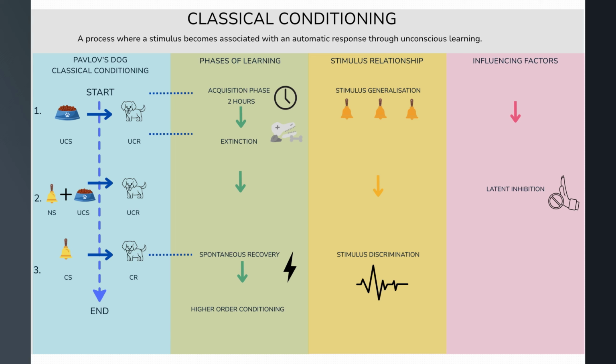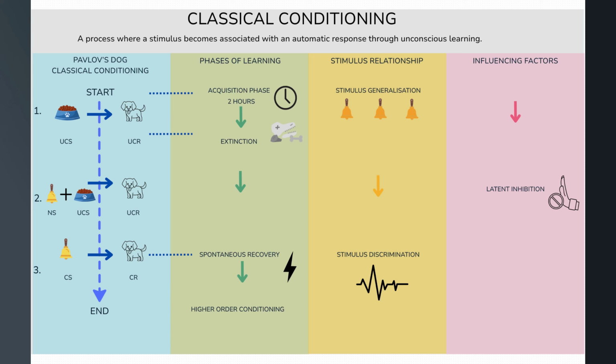In step 2, we add the neutral stimulus, NS, the bell. At first, it causes no response, but when paired repeatedly with the food, the dog learns to associate them. Eventually, the bell becomes a conditioned stimulus, CS, and in step 3, it triggers salivation on its own. This learnt behavior is called the conditioned response, CR.